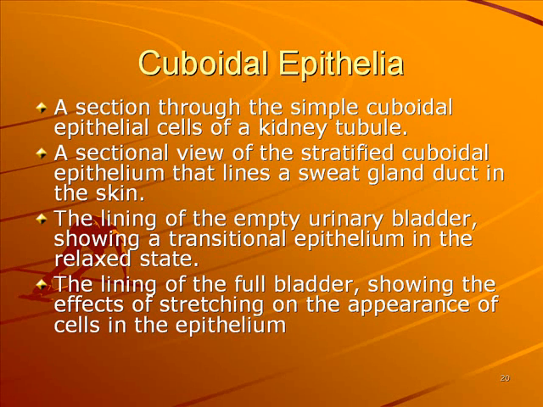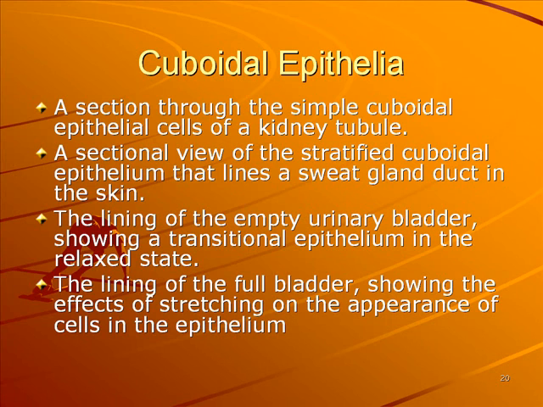Cuboidal epithelium, cuboidal epithelial cells. Remember, the one shaped like a cube. The section through the previous illustration showed simple cuboidal epithelial cells. You see cuboidal epithelial cells for the purposes of your exam in kidney tubules, in the structure of the kidney. Again, the sectional view showing you stratified squamous epithelium was basically in sweat glands. Sweat glands are located in the skin.